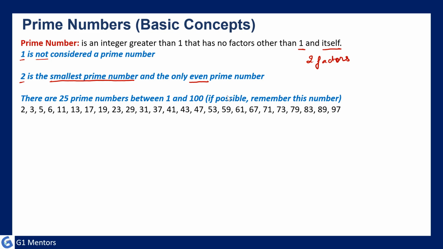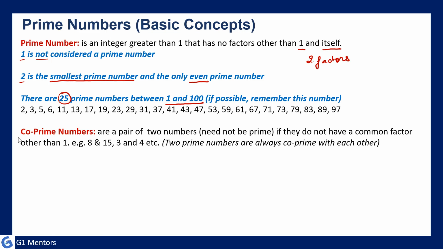So one thing, if possible, remember this: there are 25 prime numbers between 1 and 100. You never know when it comes in use in GMAT. So here below I have written all those 25 numbers between 1 and 100: 2, 3, 5, 7, 11, 13, 17 and so on up to 97.